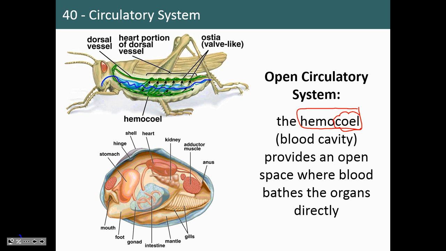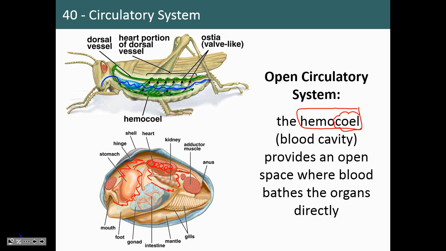The organism on the bottom is a bivalve, like a scallop or a clam or a mussel, and they have a similar structure. There's the heart here, and part of the blood is contained in tubes, and then part of it flows freely, out into this space around the stomach, and out into this space around these organs. So they have pockets where blood flows freely, and then it gets picked back up into a tube and moves somewhere else and then flows freely again.